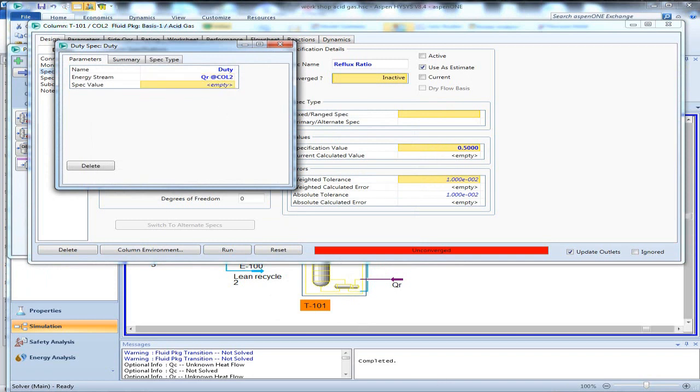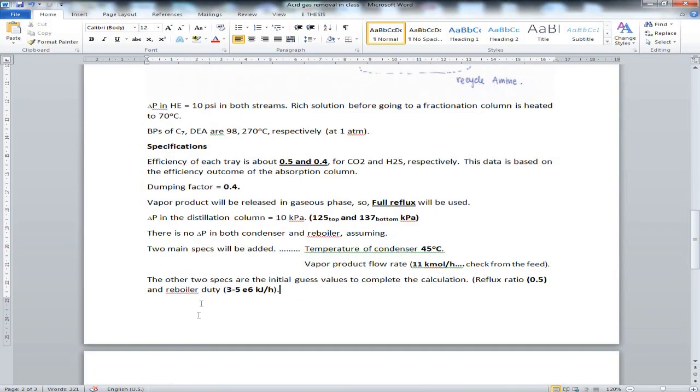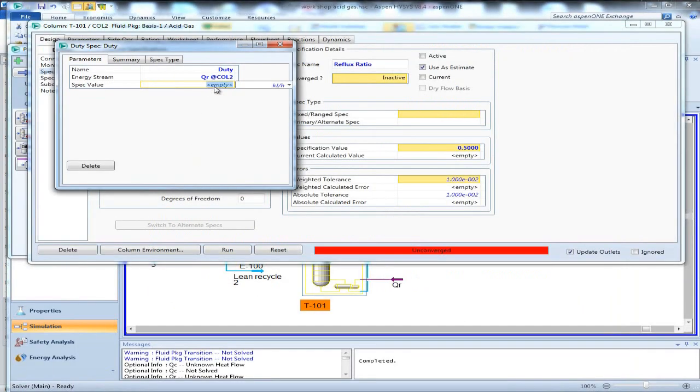So in this one, the reboiler duty is given in terms of a range from 3 to 5, 10 to the power of 6 kilojoule per hour. You can put either number of this. I use that.